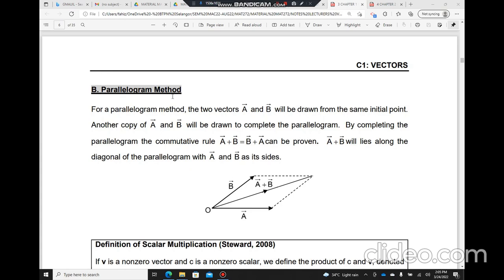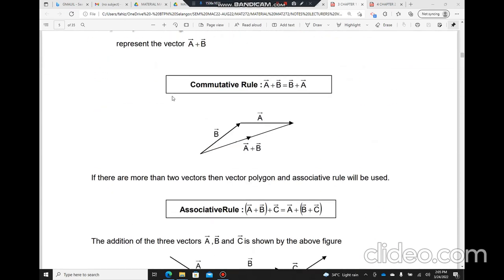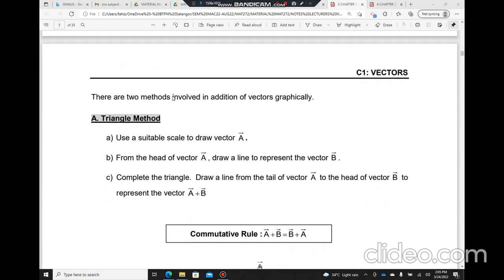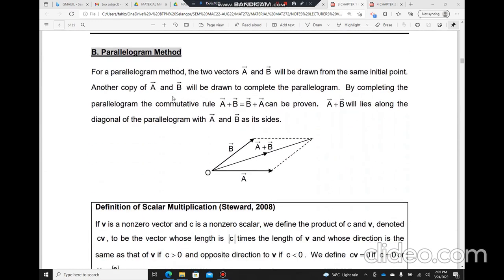Okay, so satu lagi kita parallelogram method. Yang ni tadi triangle method. Okay, apa beza dengan parallelogram method ni? Okay, untuk parallelogram method, cara dia kita buat duplicate A dan B. Okay, kita ada A and then kita ada B. So kita buat duplication untuk A and then satu lagi untuk B. Okay, so bila kita sambung dia akan jadi parallelogram. So yang ni bentuk parallelogram.